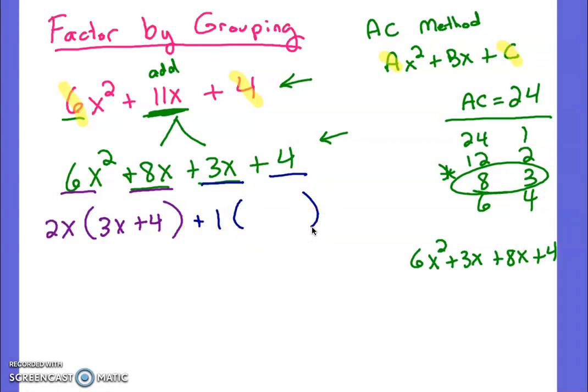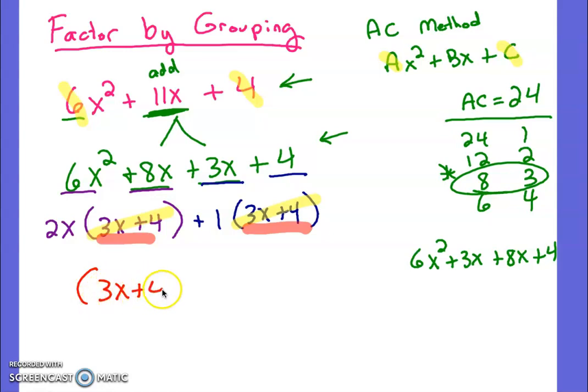And so you divide each of them by 1, you're left with 3x plus 4. Now the cool thing about factor by grouping, notice these match, and they will always match. Hint, hint, they will always match. So what we're going to do is notice those, and we're going to factor that out.